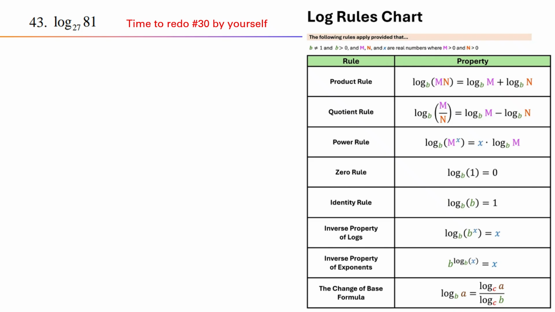Okay, so this is a time to redo number 30 by yourself. This one is the same thing, but after a few seconds, I will start to do the new method. Ready? Let's review number 30 again.